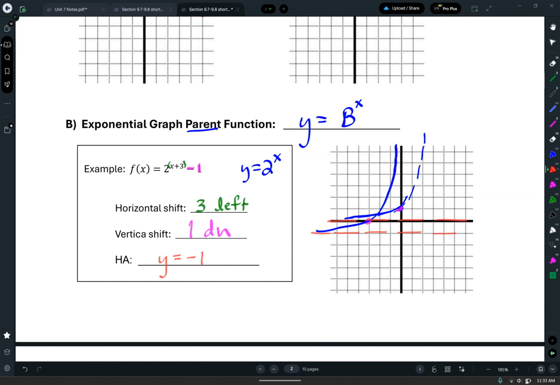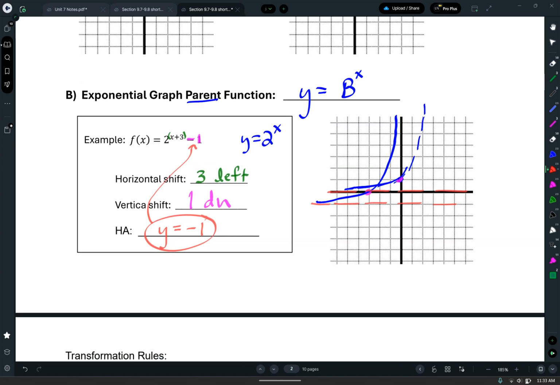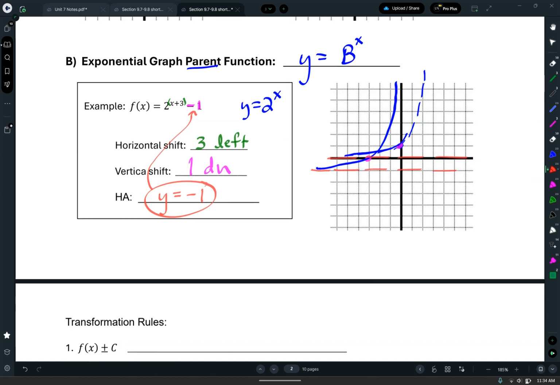I want to point something out. It's not a coincidence that this number is always going to be the same as that number. Because think about it. If the graph is moved up or down, then doesn't that mean that the asymptote that used to be at 0 is going to get moved up or down? So that's kind of a helpful hint for exponential graphs. You'll always know what the horizontal asymptote is based on that number out at the end that moves the whole graph up or down.